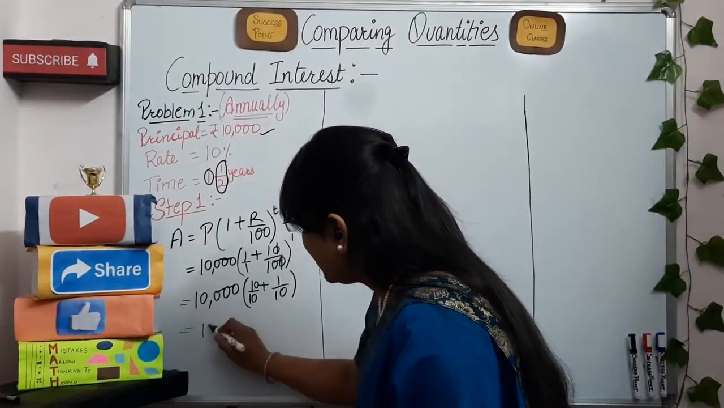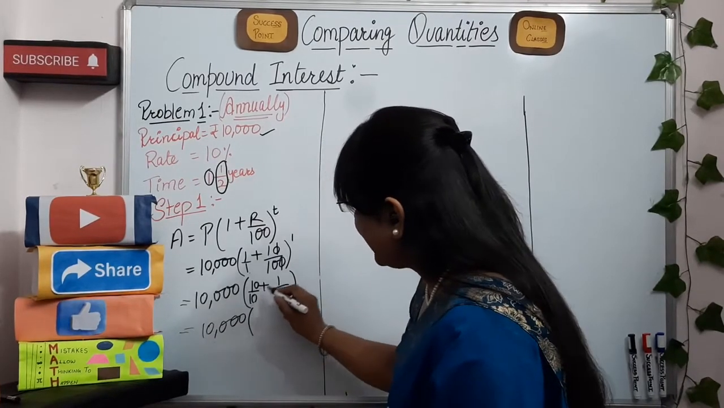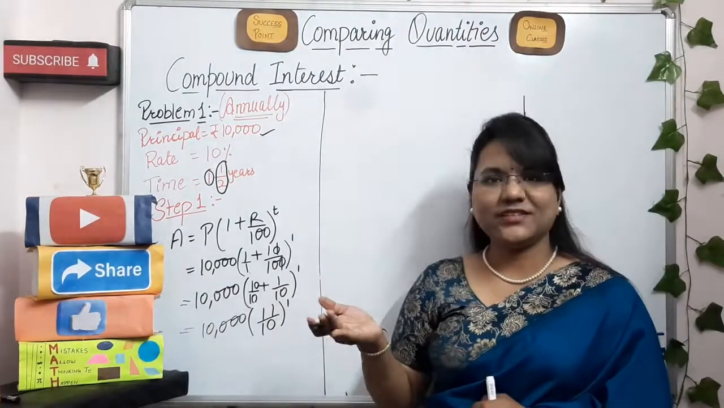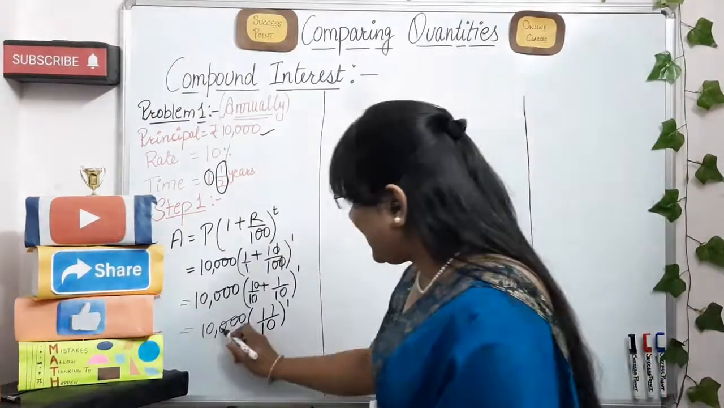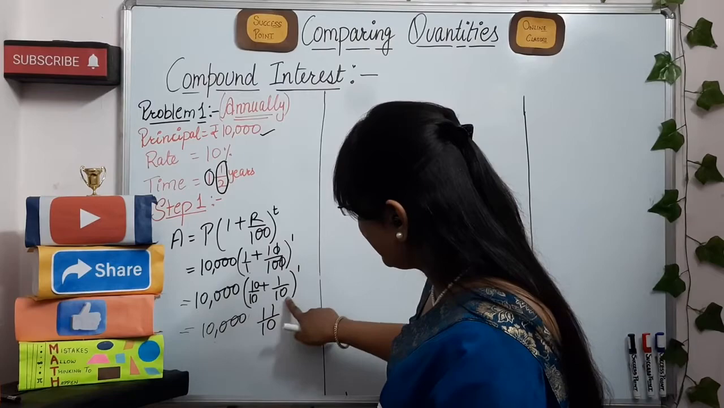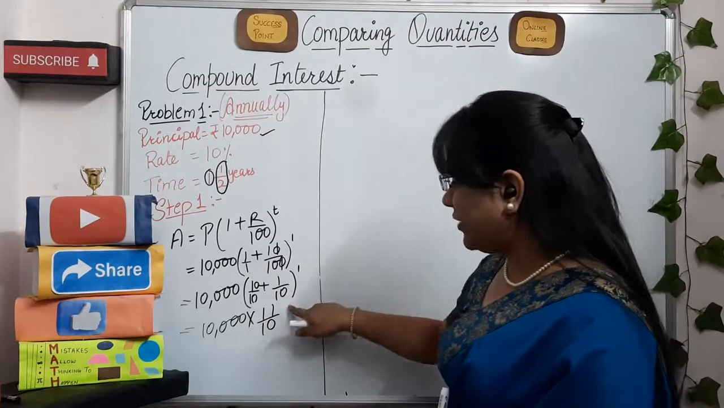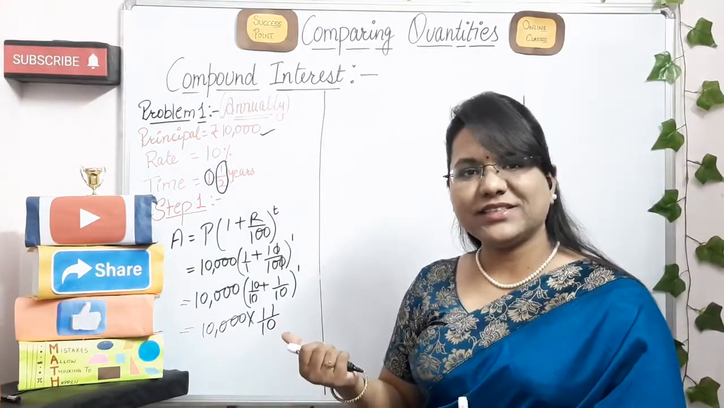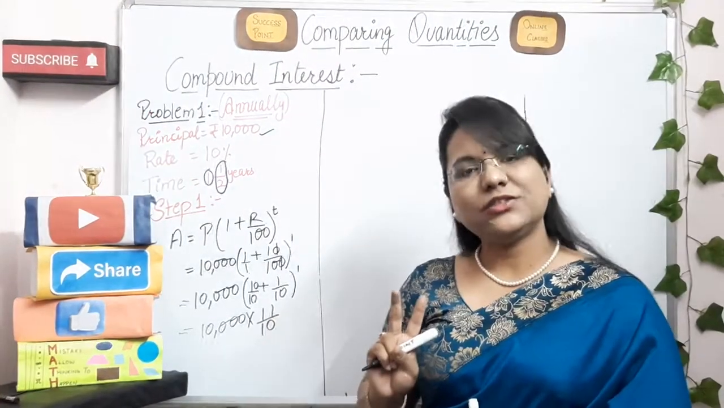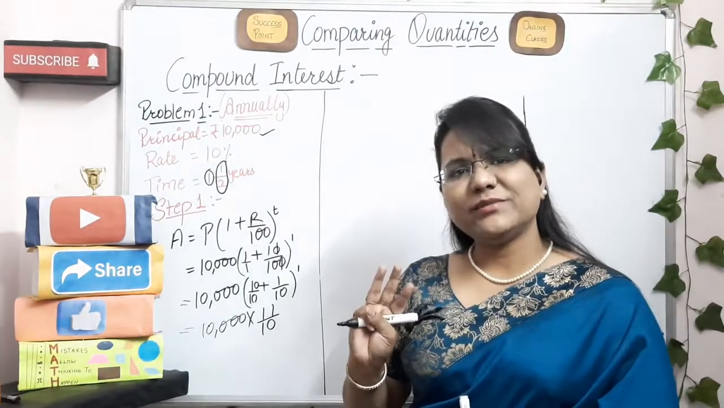Now 10,000 rupees and 10 plus 1. This will become 11 upon 10, with power as 1. Easy to solve. So 10,000 into 11 upon 10. Now it's your wish, if you want to remove the bracket here, you can, because the power is only 1. If it comes as 2 or 3, then you can multiply. How many times is the power? If you get a power 2, you have to write 11 upon 10 twice. If you get a power 3, you have to write this term 11 upon 10 three times.